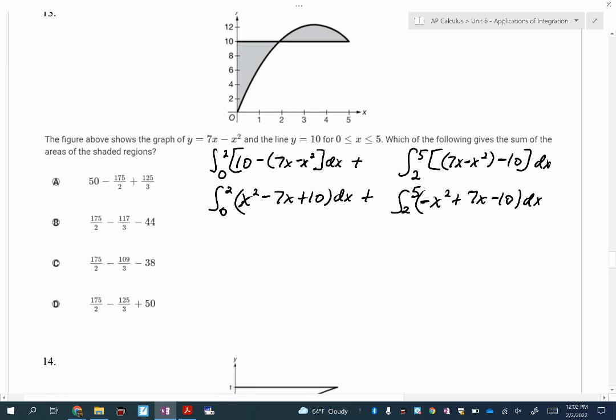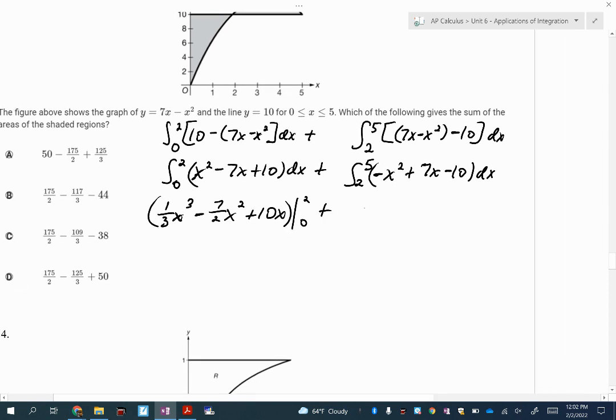Okay, so my first one, I only need to plug in for 2, right? Because if I do the antiderivative, you'll see I won't need to use 0. So this is 1/3 x cubed minus 7/2 x squared plus 10x evaluated at 2 and 0, but really just 2, plus negative 1/3 x cubed plus 7/2 x squared minus 10x evaluated at 5 and 2.